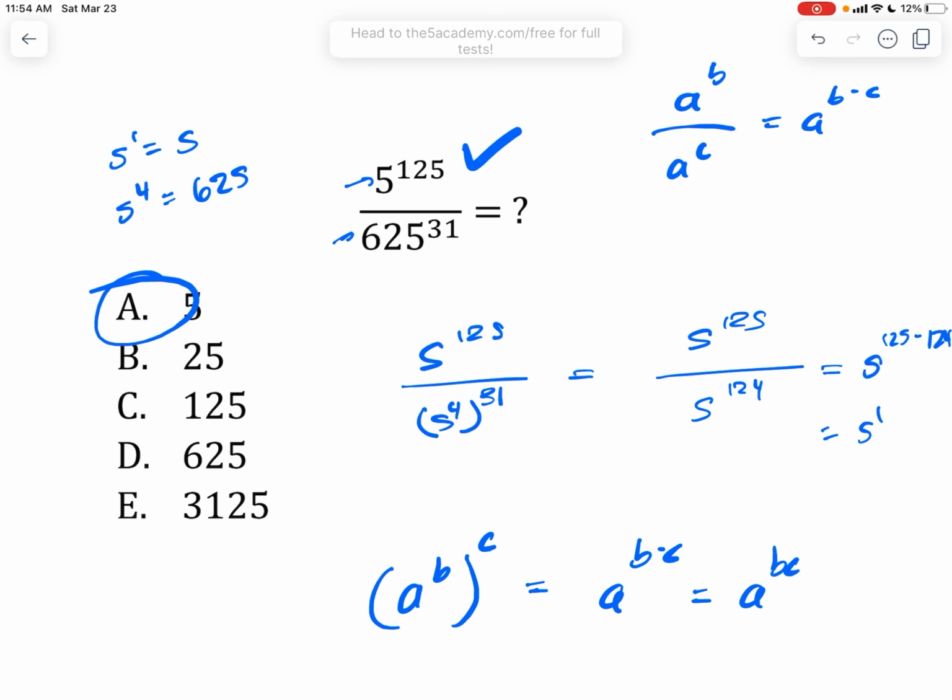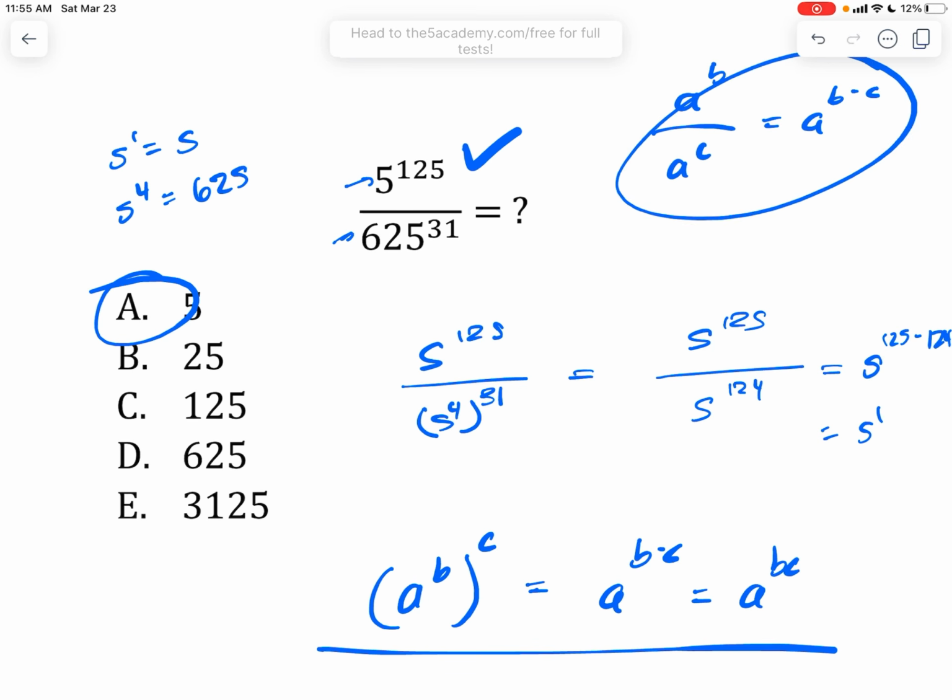All right, so we solved this one using two key exponent rules. One is the multiplication of exponents when you have a base raised to an exponent raised to an exponent, and the second being the subtraction of exponents when you have the same base but two different exponents.